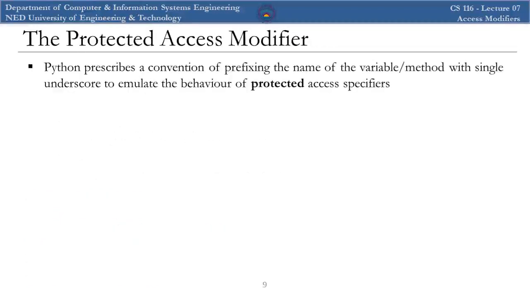Now for protected attributes and methods, what we can do in Python is use the single leading underscore convention. If you recall from previous slides, we discussed a variable naming convention in which we use a single underscore in front of a variable name. That's the only choice here in Python. We can use that convention to implement protected access.